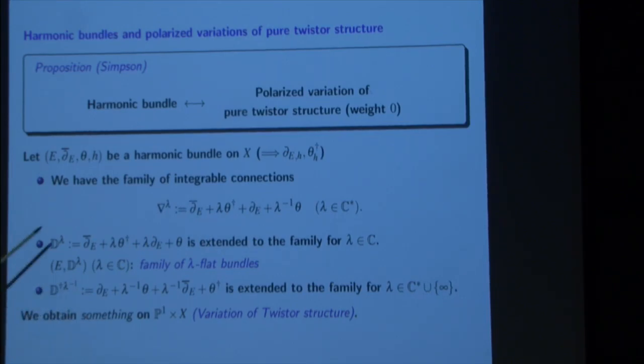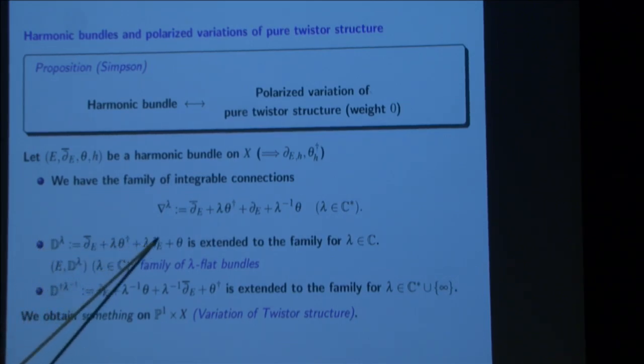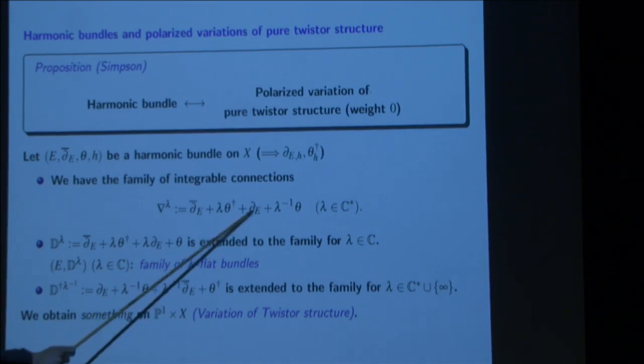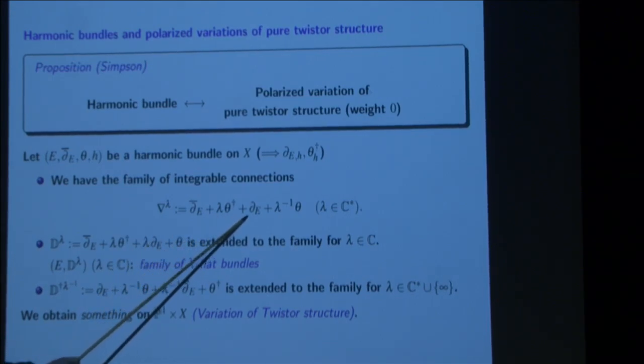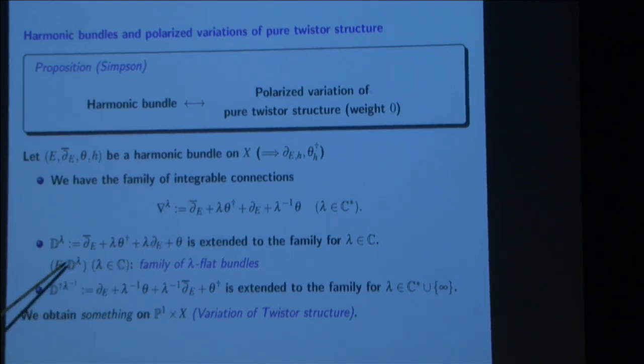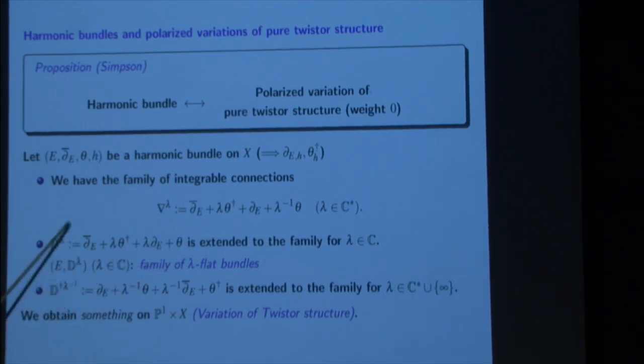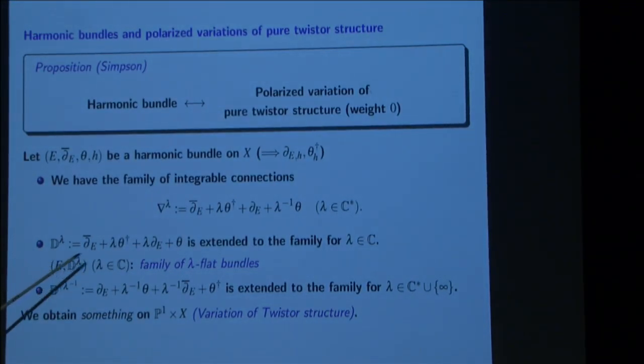But if we multiply λ on the 1-0 part, and consider the family of differential operators given in this way, so this is obtained from this one by multiplying this part by λ, then this is extended across λ equals 0. And at λ equals 0, this is no longer a flat bundle, but a Higgs bundle. I mean, at λ equals 0, this part vanishes, so we have just ∂_E-bar and θ. This gives the Higgs bundle. So by considering the degeneration to the Higgs bundle, we can extend this family across λ equals 0.